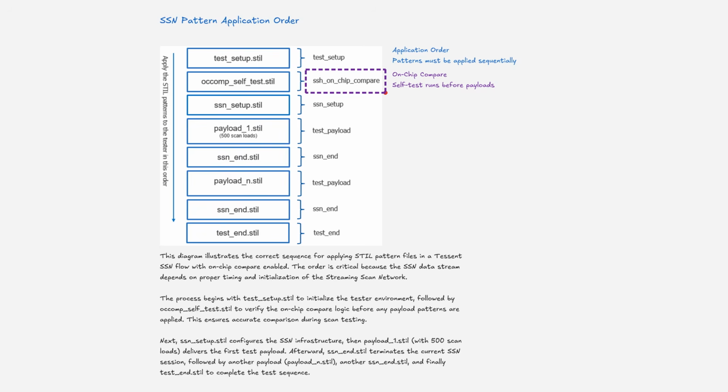Next, SSN setup.stil configures the SSN infrastructure, then payload1.stil with 500 scan loads delivers the first test payload. Afterward, SSN end.stil terminates the current SSN session, followed by another payload end.stil, another SSN end.stil, and finally test end.stil to complete the test sequence.